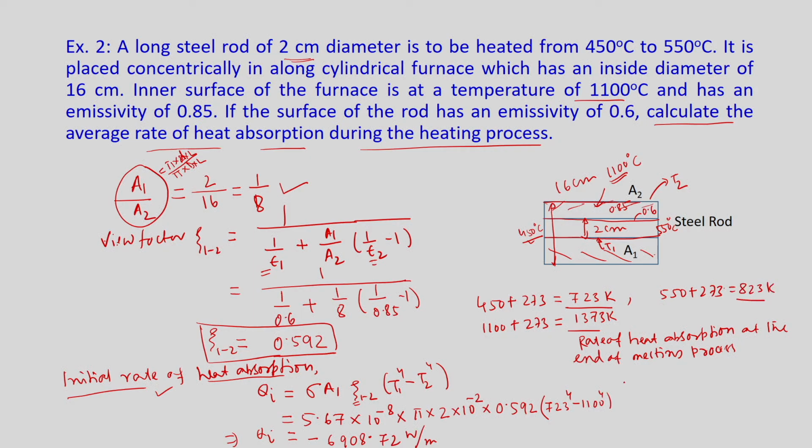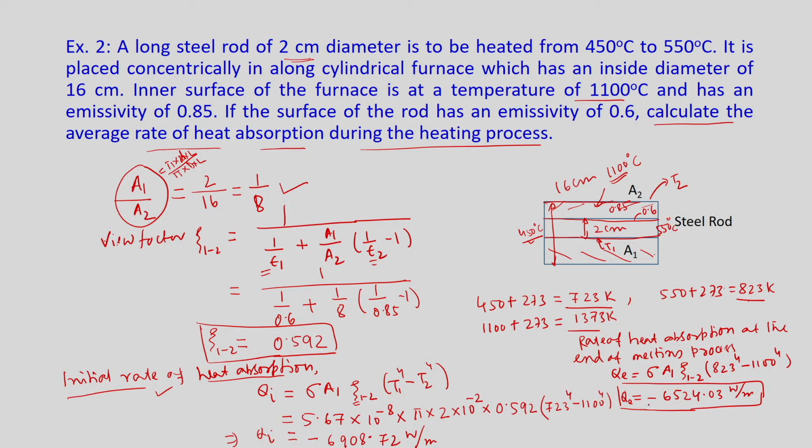Okay. So if we substitute this value in this expression, maybe I will write this Qe, sigma value is known, then A1 is known and view factor value is known, only change will be 823 to the power of 4 minus 1100 to the power of 4. Okay. So once we substitute these values, what will be the value of Qe? It will be minus 6524.03 watt per meter. Okay. So Qe we know now.